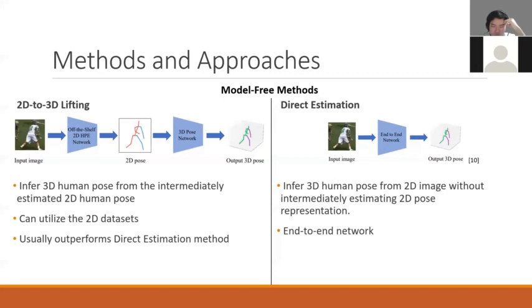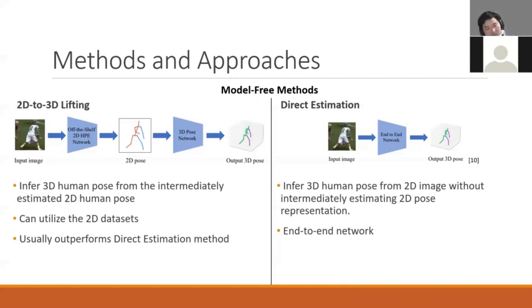One of the problems of 3D human pose estimation is that they don't have much outdoor, in-the-wild variety of datasets. So this characteristic of being supplemented by 2D datasets is very advantageous at this moment. This 2D to 3D lifting method usually outperforms the direct estimation method that will be mentioned next.